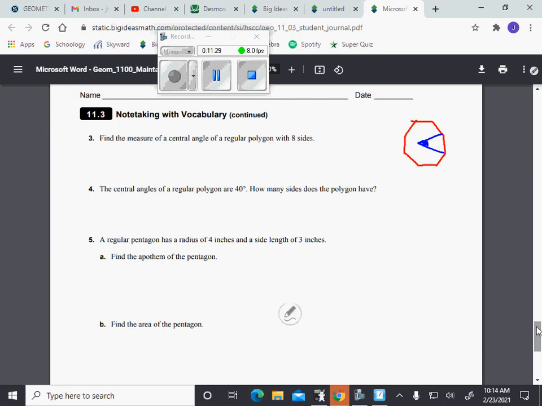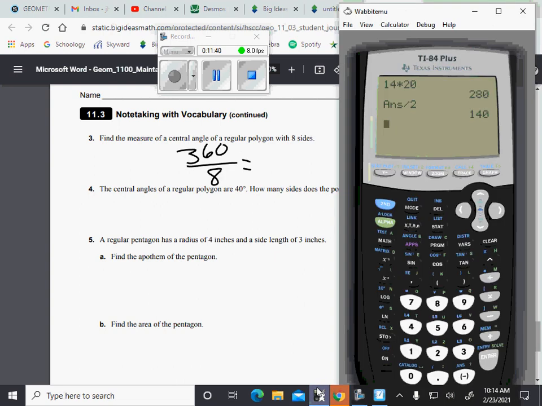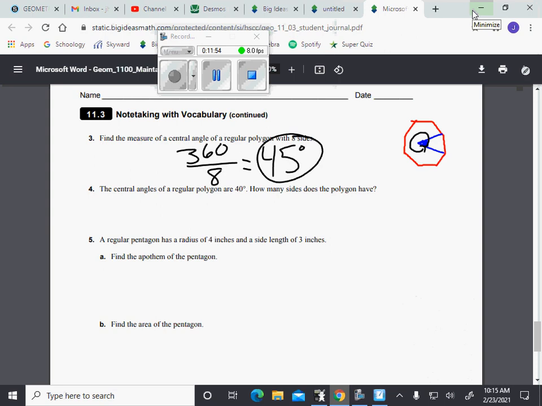Well, take one full circle, it's 360 degrees. So first going to take 360 and divide it by 8. It's equal to 45. Okay.